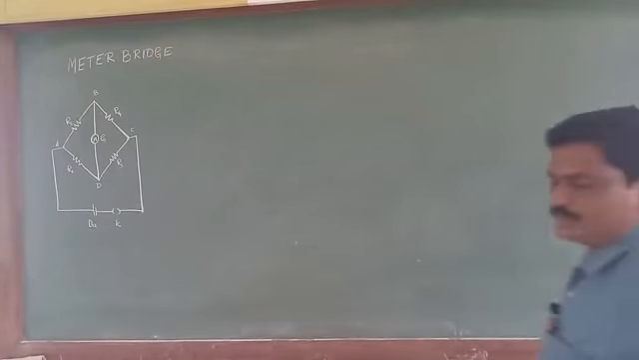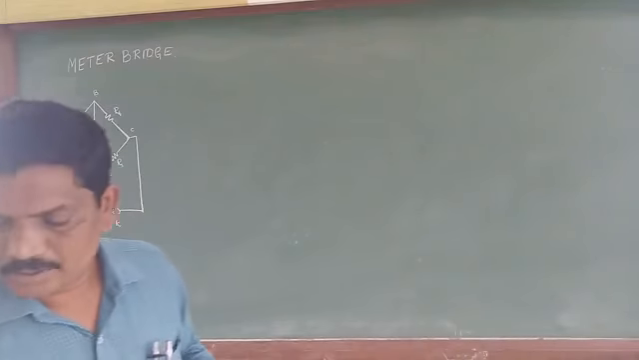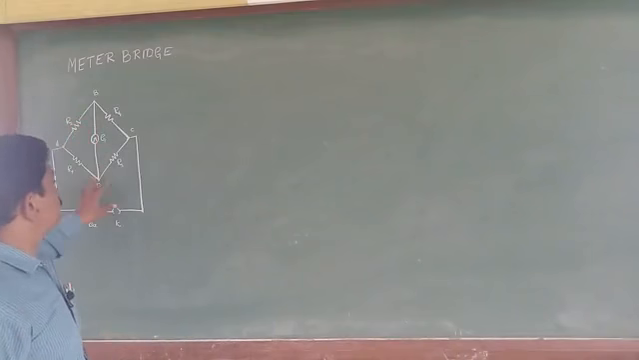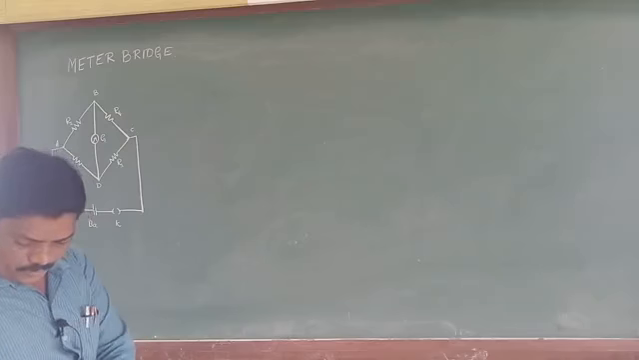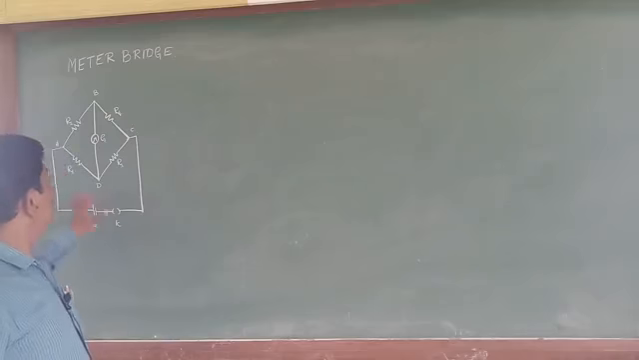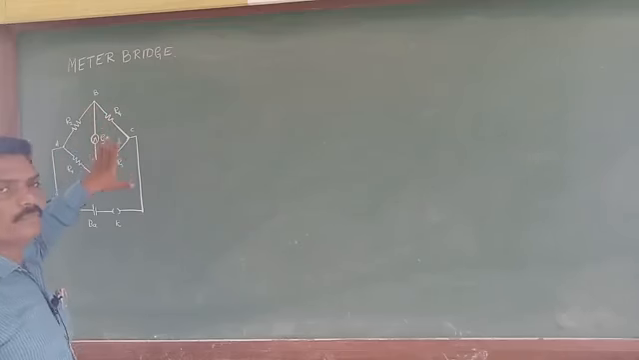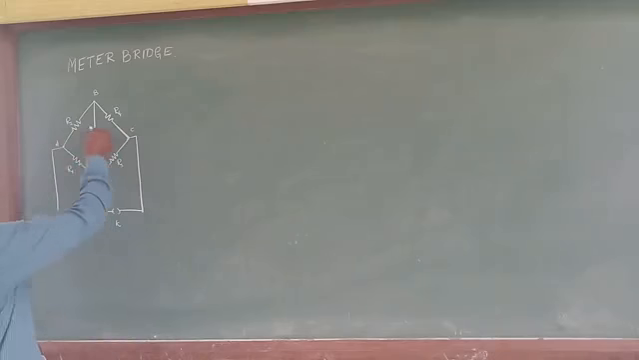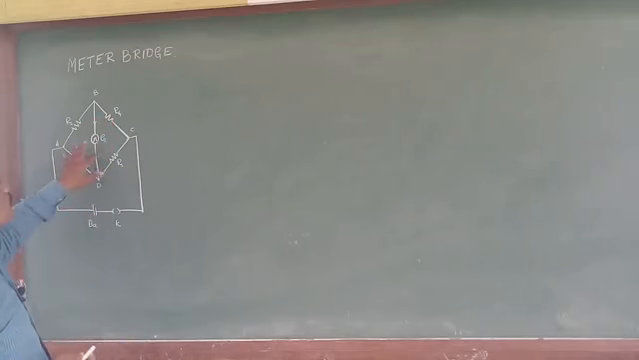Hello, dear students. Let us discuss the practical application of this Wheatstone's network. This Wheatstone's network consists of four resistors R1, R2, R3, and R4. In the previous class, we have already discussed it. By adjusting the values of R1, R2, R3, and R4 so that the current flowing through the galvanometer becomes zero, we can say the bridge is balanced, or the network is balanced.